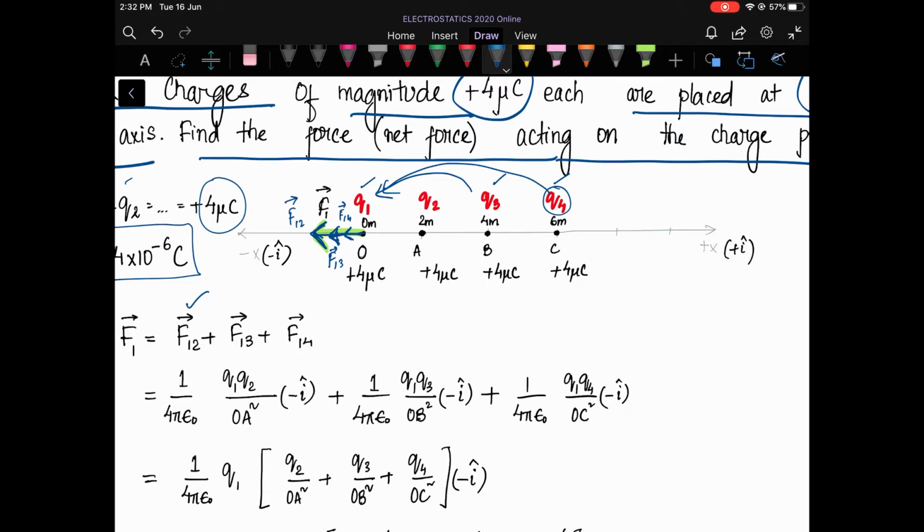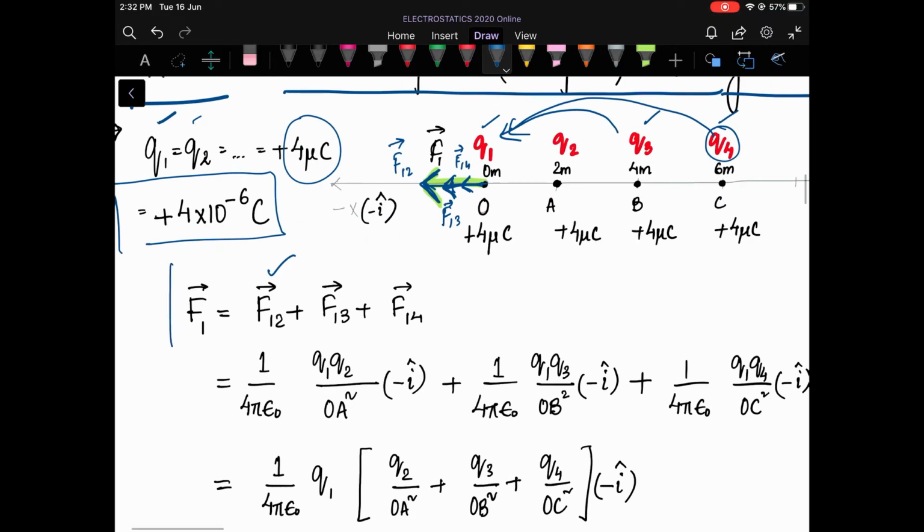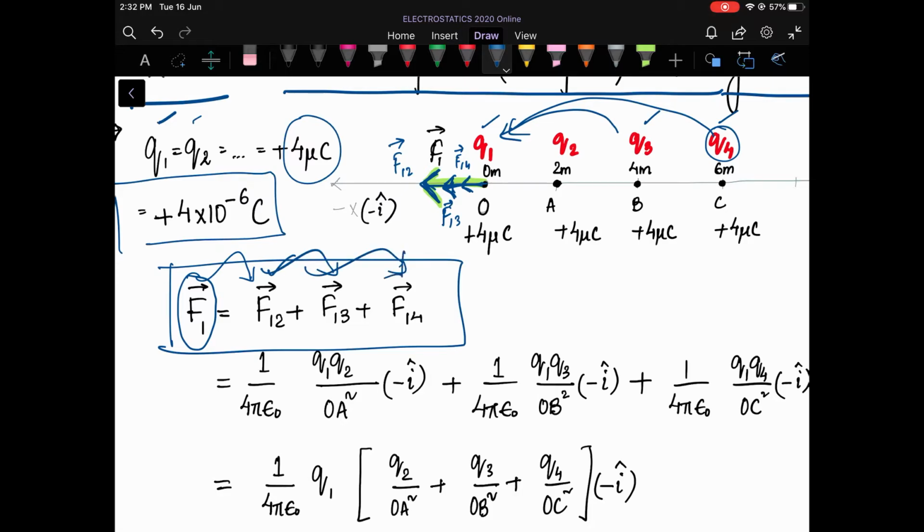So in this system where there are 4 charges, there will be 3 forces acting on the first charge. One is due to the second charge, the other due to the third charge, and the last force will be due to the fourth charge. That's why we have written the superposition principle as net force acting on the first charge equal to F12 plus F13 plus F14, the vector sum.